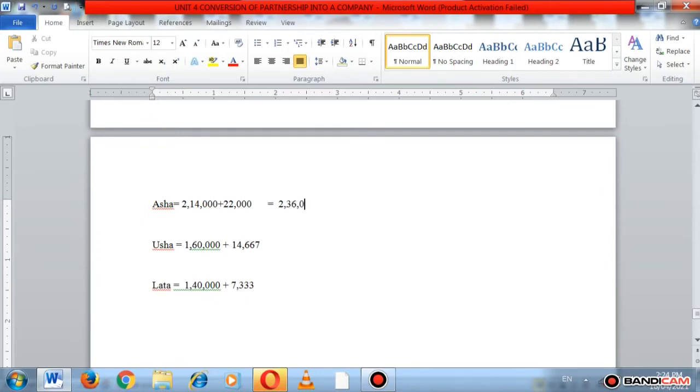2,36,000 is the total of credit side. Make the total here: 1,74,667, and make a total of Lata's capital, that is 1,47,333. Okay, that is the total of credit side.